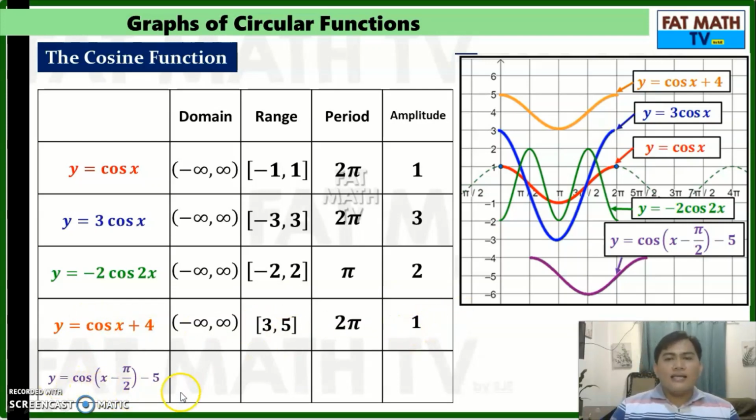And then for the last one, still the same domain. For the range, this is moved 5 units downward. So the maximum value is negative 4. The minimum is negative 6. So the range is from negative 6 to negative 4. Period is the same, 2 pi, because every 2 pi units, the cycle will repeat. And then the amplitude is still 1, absolute value of the number here. So no number, that's 1.